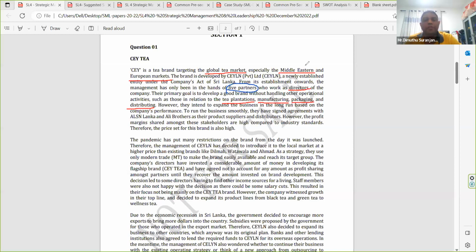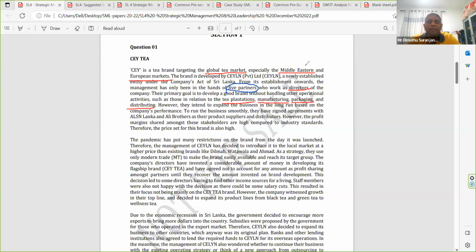However, they intend to expand the business in the long run based on the company's performance. In the long run, they may think to expand the business activities. So initially, they restrict themselves to a few activities, and later, subsequently, they may have a plan to do more activities. That means integrations, no? If you remember the question part B, they were talking about vertical integrations. These are some hints to cover that part, right? So at the moment, they don't expect to do all these activities, and later they may expand their activities.